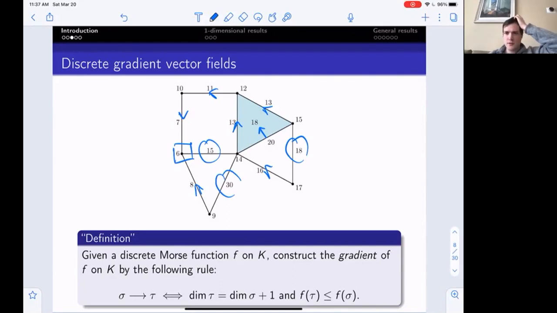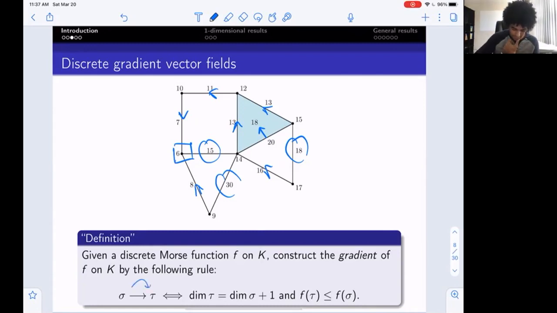Can I interrupt you with a quick question? Or yeah. Can you explain again? So looking at the edge 20, when do we get a flow into a face versus a flow along an edge? So the flow, so you have an arrow from a cell sigma to a higher dimensional neighbor tau.